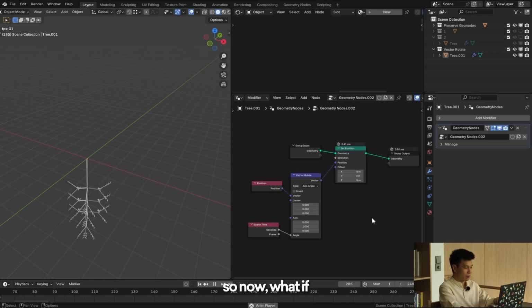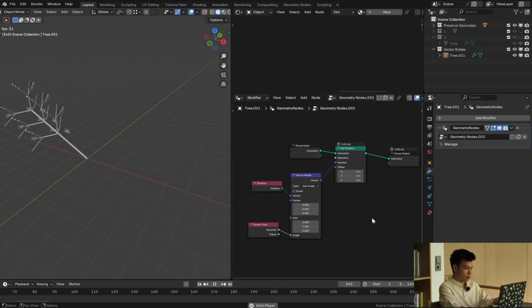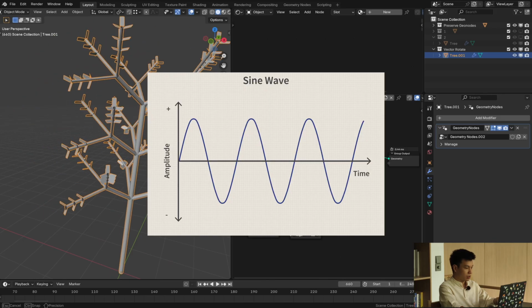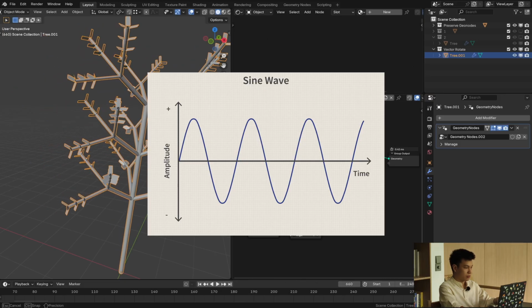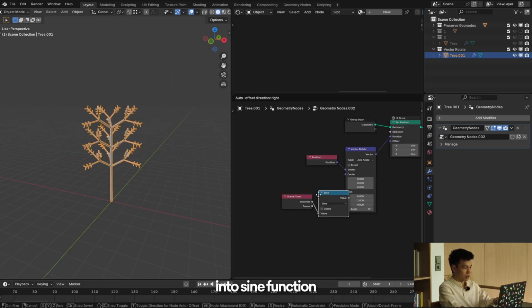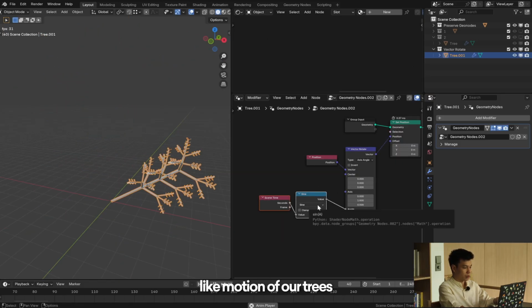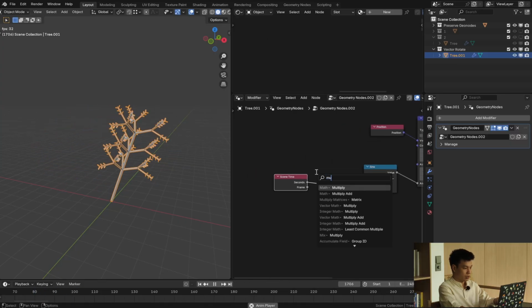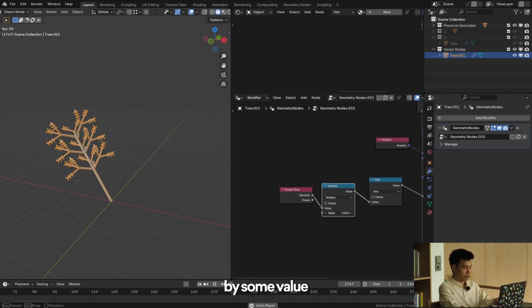So now, what if instead of rotating it over time, we want it to rotate back and forth like a pendulum? If you remember and studied math at 8th grade, that's what the sine function does. If we put scene time into sine function, now we have pendulum-like motion of our trees. If we want the sway to go faster, just multiply the scene time by some value.